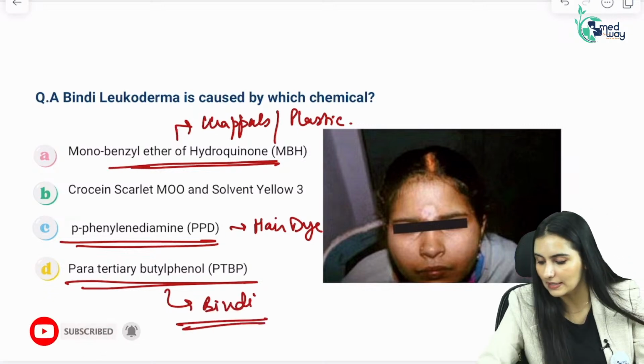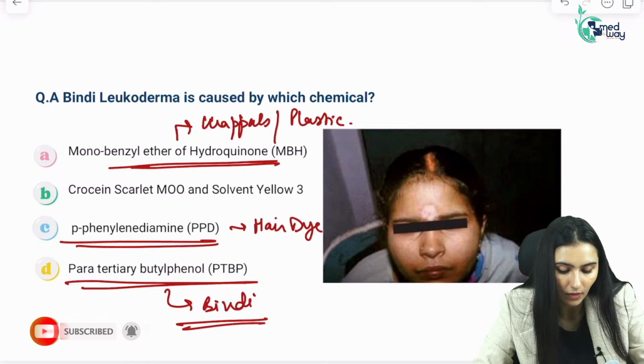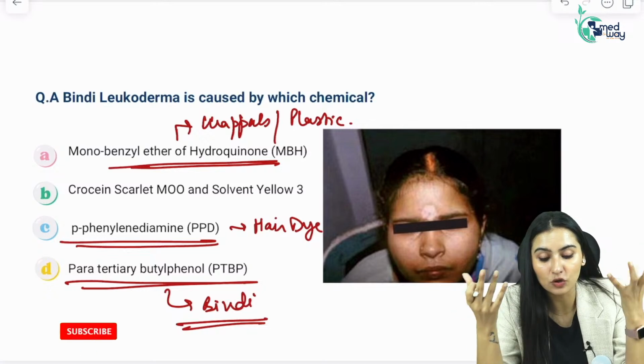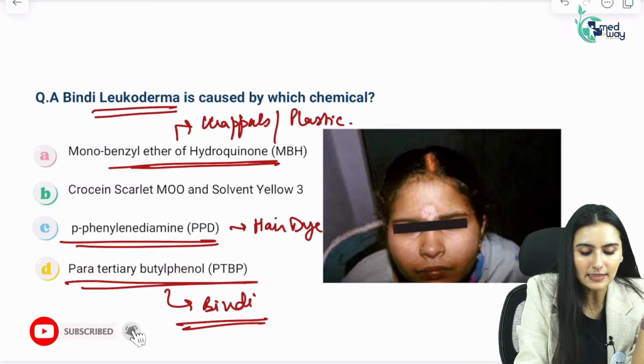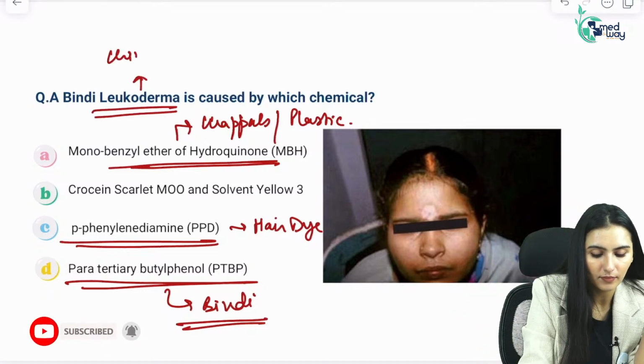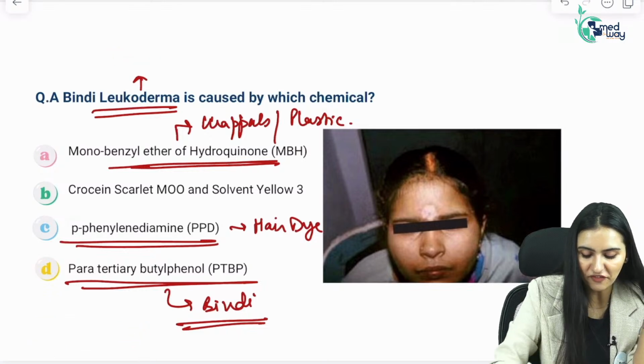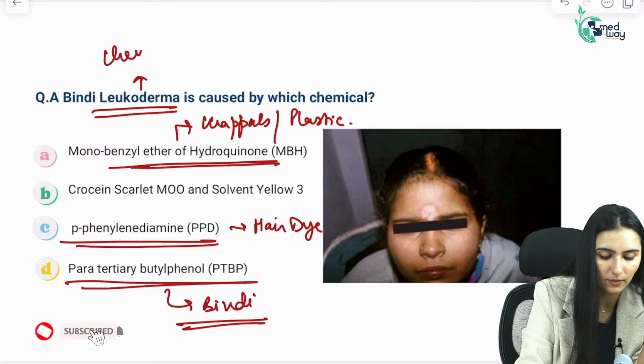So all of these are basically reagents that can damage your melanocytes and they can cause leukoderma. What is leukoderma? It is a chemically induced vitiligo sort of situation. So you have chemically induced depigmentation.